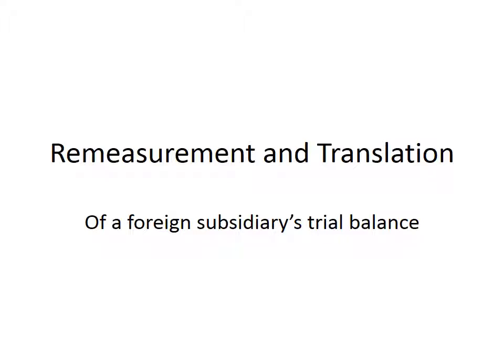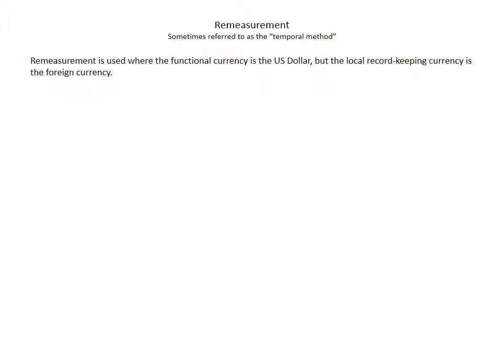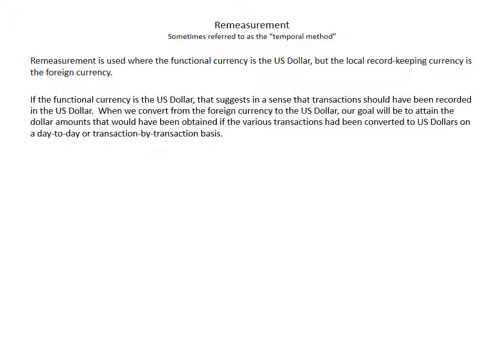Let's go ahead and talk about the remeasurement and translation of a foreign subsidiary's trial balance. Remeasurement is used where the functional currency is the US dollar, but the local record-keeping currency is the foreign currency. If the functional currency is the US dollar, then that suggests, in a very loose sense, that transactions should have been recorded in the US dollar. When we convert from the foreign currency to the US dollar, our goal is going to be to attain the dollar amounts that would have been obtained if the various transactions had been converted to US dollars on a day-to-day or transaction-by-transaction basis.